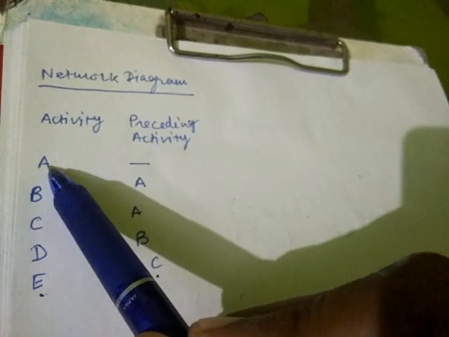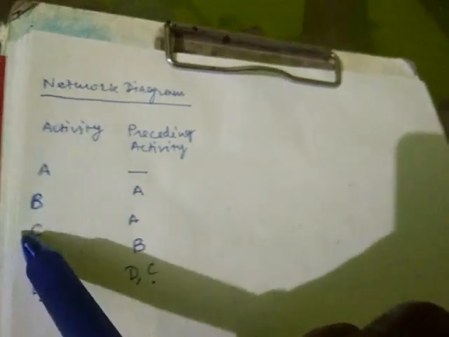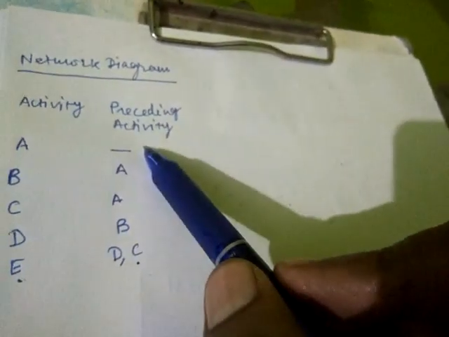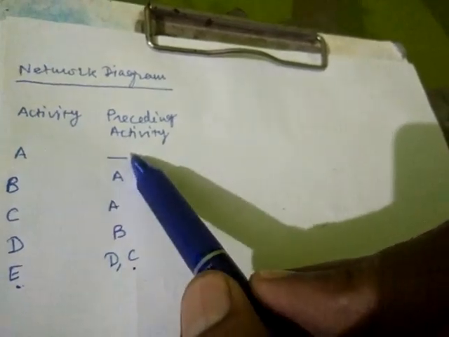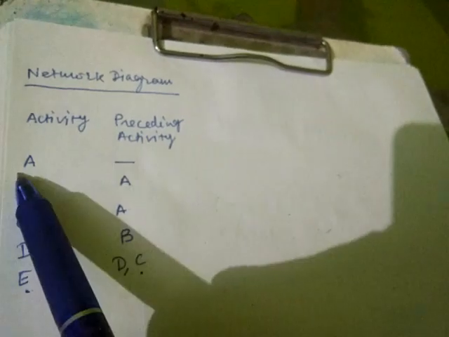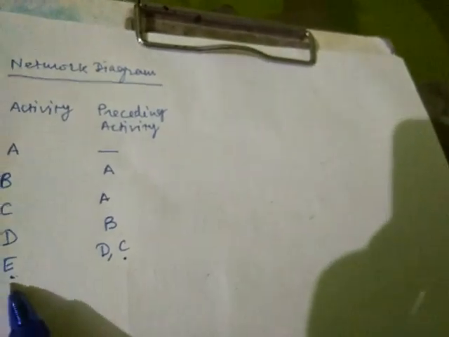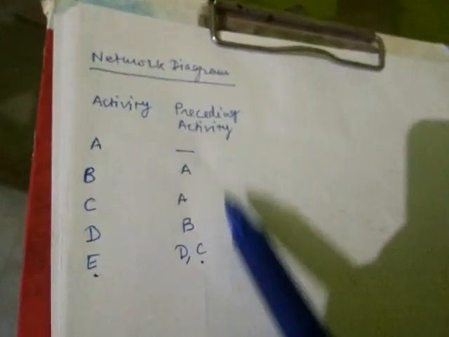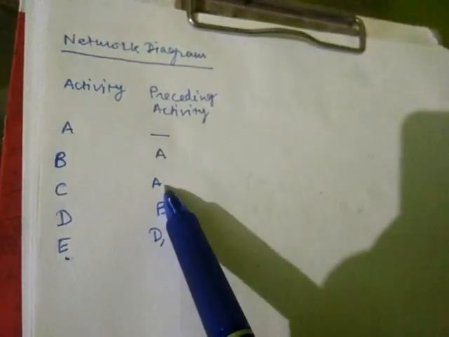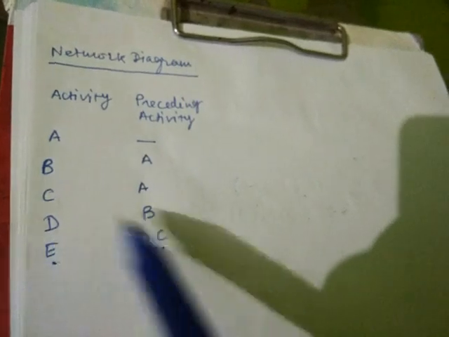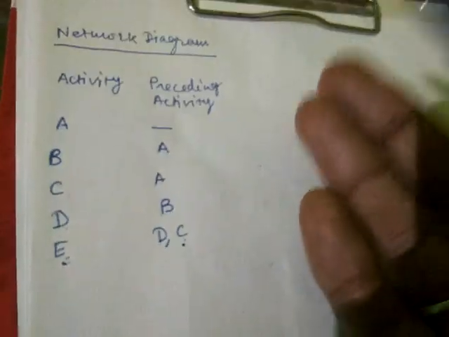There are some activities, A, B, C, D, E, and these are the preceding activities. मतलब A से पहले कौन सी activity हो रही, B से पहले कौन सी activity. Like for here you can see that there is no activity before A. Before B there is A. Before C there is A. Before D there is B. Before E there is D and C. Or you can say, if A finishes, B starts. A finishes, C starts. B finishes, D starts. D and C finish, E starts. So in this way, you can visualize this information.